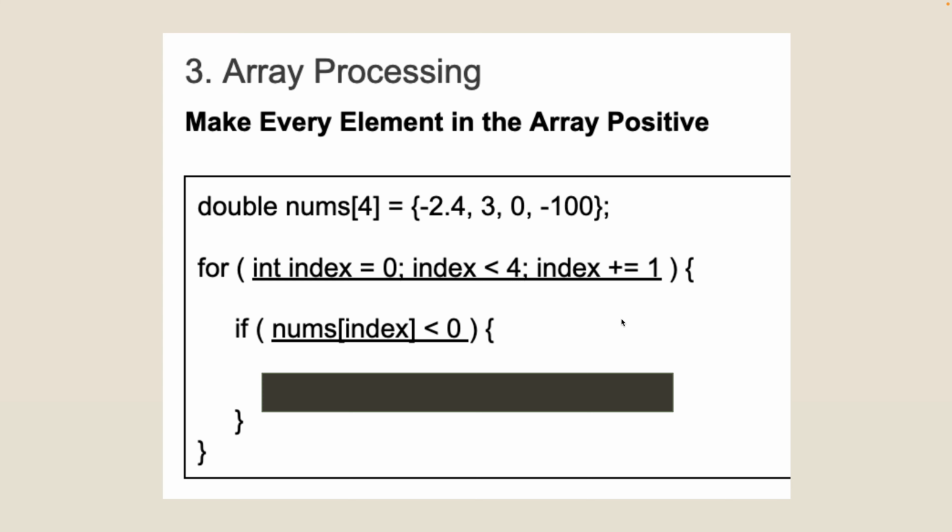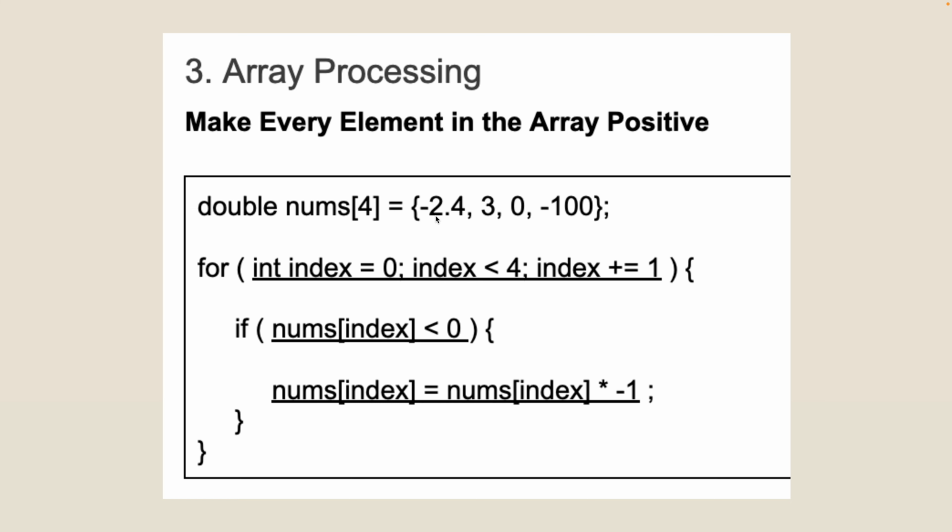Okay, so if it's less than 0, what do we want to do to nums of index? Nums of index times negative 1. Yeah, so essentially negative 2.4, if we multiply by negative 1, that will make it 2.4. So nums of index is equal to nums of index times negative 1.